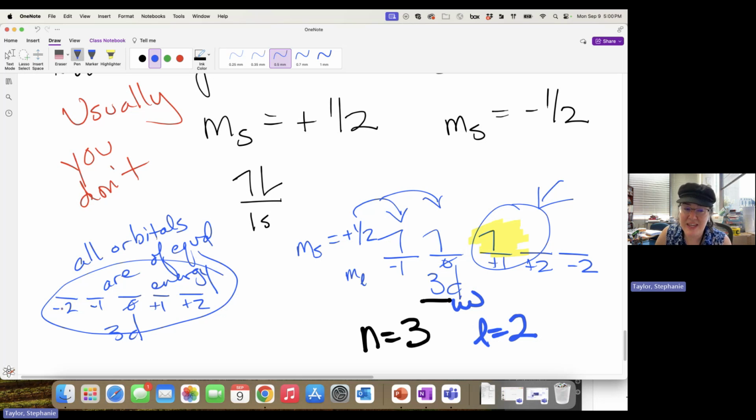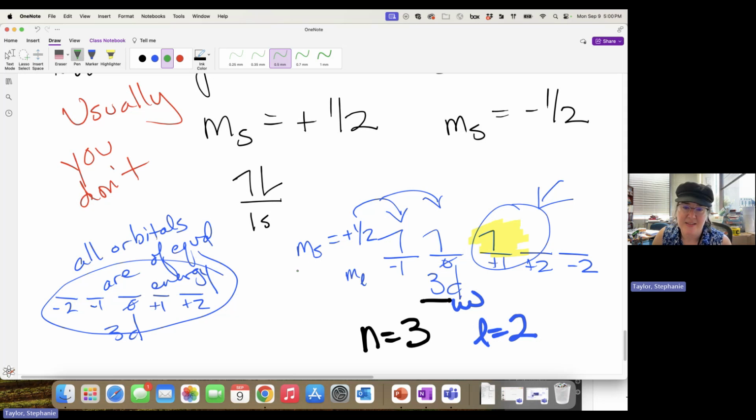So really, any value of m sub l would be valid for that electron, as long as it's valid for my subshell. That's the only thing that matters. So I have 5 different options technically for my value of m sub l. Any of them are correct.